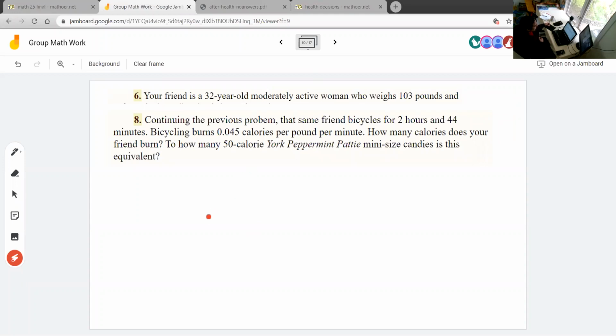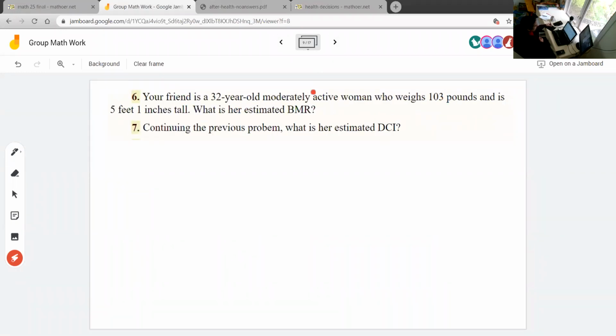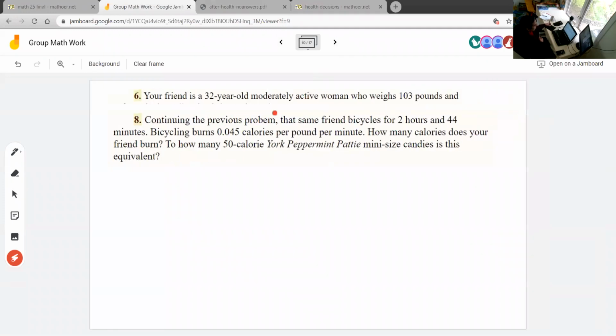Okay, so like that nice segue, in problem 6 it mentioned someone's weight and height and age because we were doing BMR and needed all three of those. But when we go on to number 8 and say continuing, the only thing we need is the 103 pounds. I could just ignore the rest of that problem.